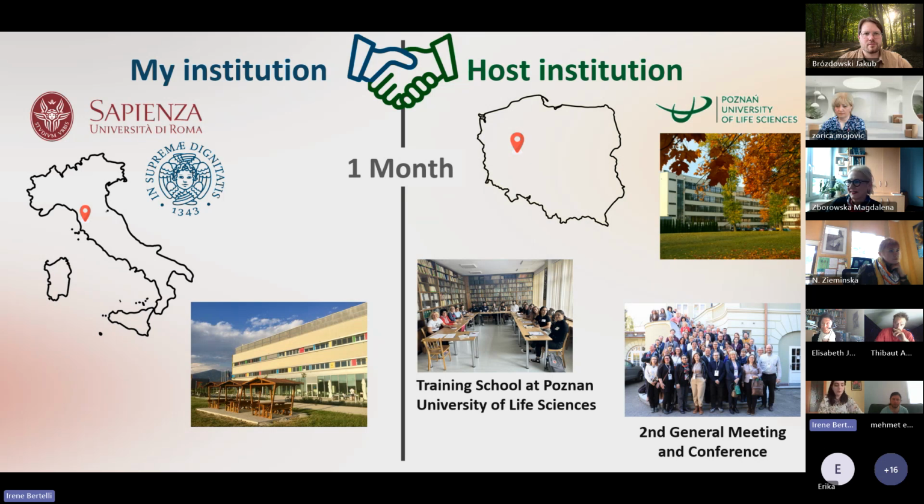And our research teams already work together, but this period was a further occasion to increase the bond between them. And thanks to this grant, I was able to cover 1 month of my stay in Poznan, where I was hosted at the Department of Forestry and Wood Technology, the same department that hosted our training school and the second general meeting.